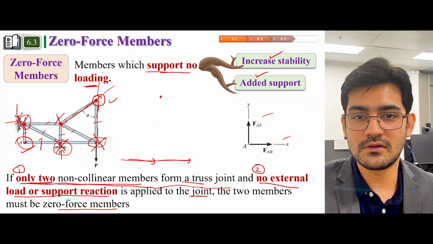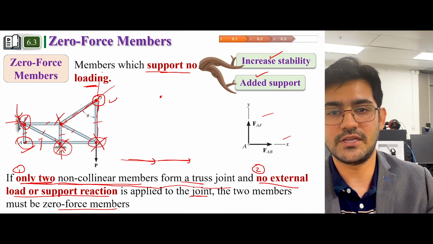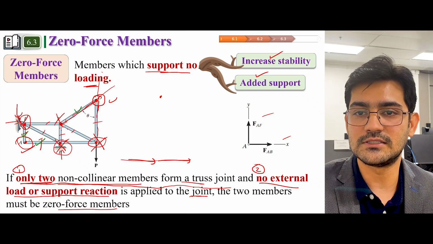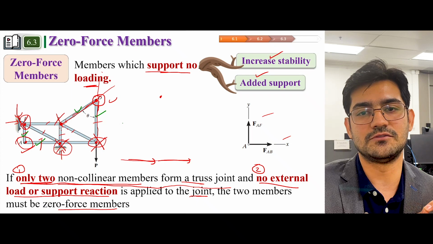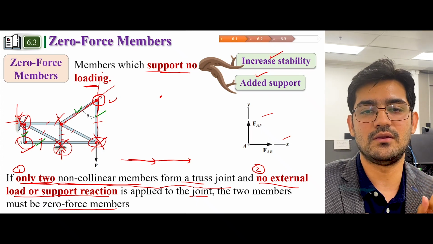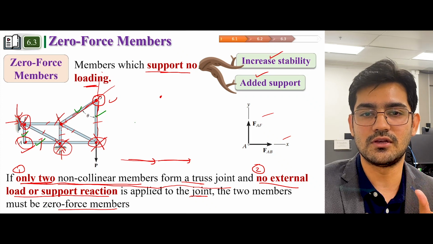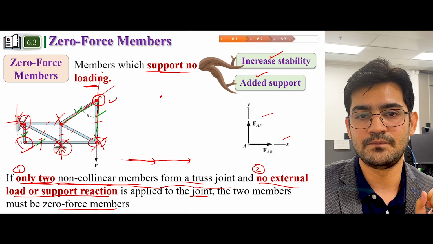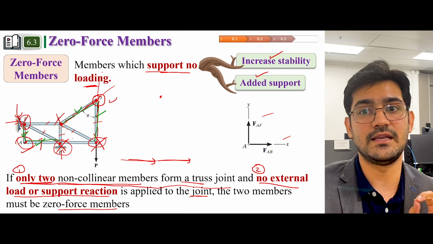So this member, this member, this member and this member are zero force members. If we apply the method of joints, we'll get the results and can conclude that they are zero force members.